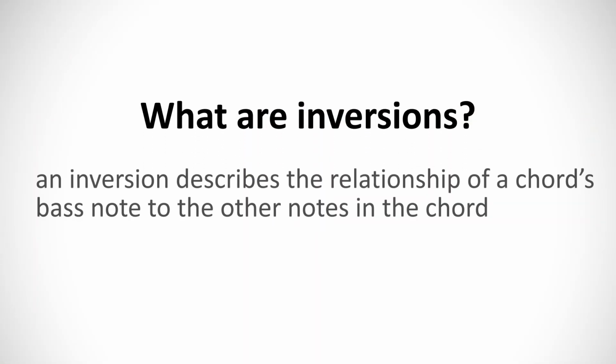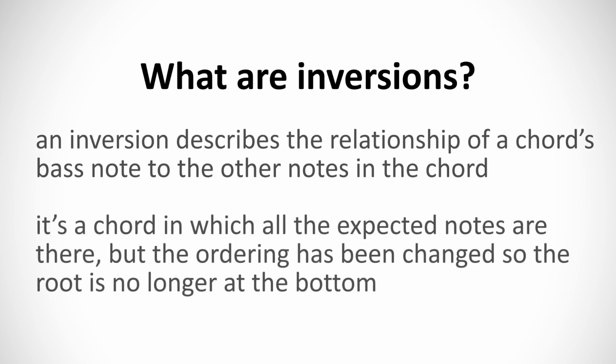An inversion describes the relationship of a chord's bass note to the other notes in the chord. For instance, a C major triad contains the tones C, E, and G. Its inversion is determined by which of these tones is the bottom note in the chord. In other words, it's a chord in which all the expected notes are there, but the ordering has been changed so the root is no longer at the bottom.